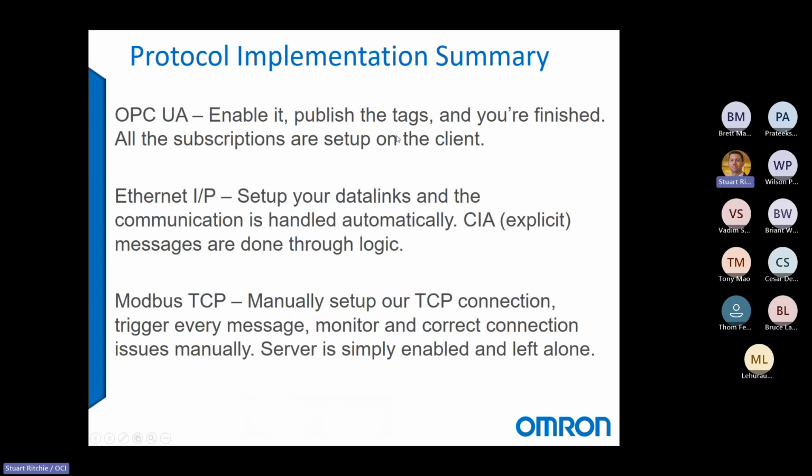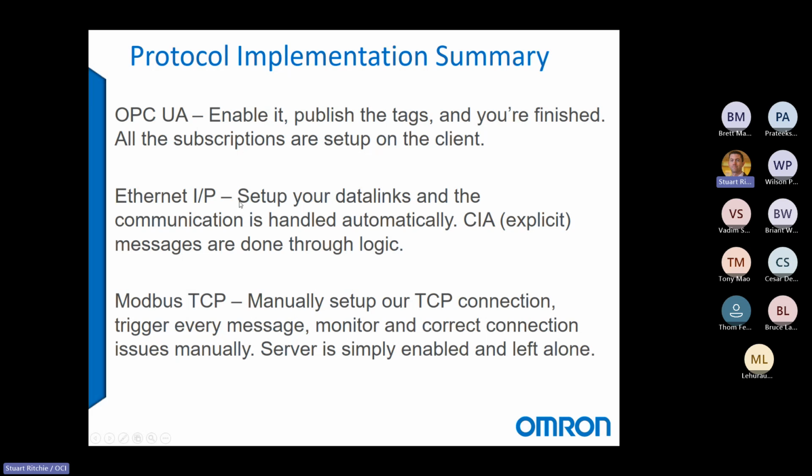Good. So in summary here, OPC UA is very easy when you're a server. We enable it, we publish the tags, and you're finished. Most of the setup work is done on the client side, so mapping the tags. In the case of security and encryption, there is a bit more work than what you saw today. We need to generate certificates, share certificates, and allow certificates on both sides. But if you ever need to do that, just call me. It's not that common.